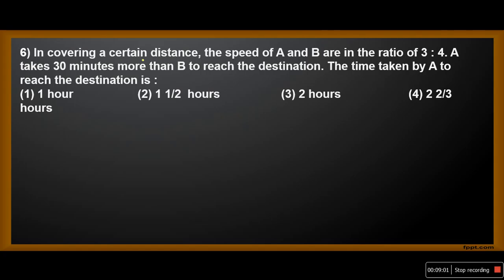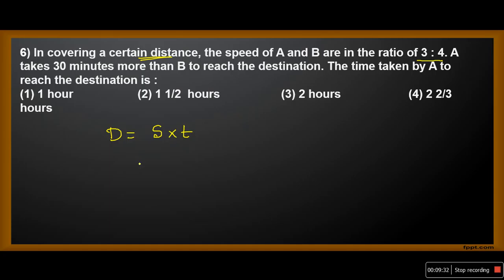In covering a certain distance, the speeds of A and B are in the ratio 3:4. A takes 30 minutes more than B to reach the destination. The time taken by A to reach the destination is. Now what is given? He is saying a certain distance. What is the distance formula? D equivalent to speed into time.